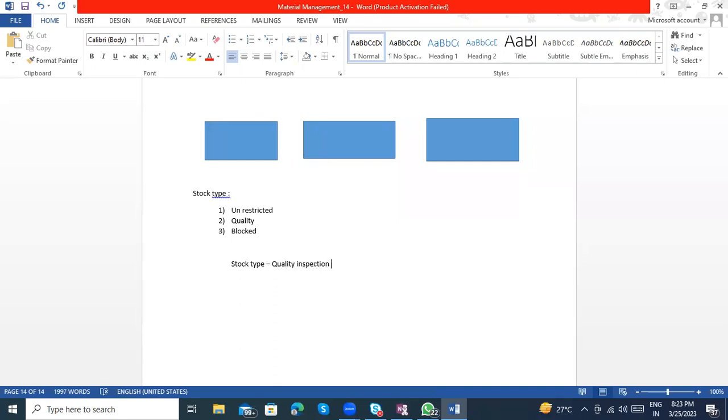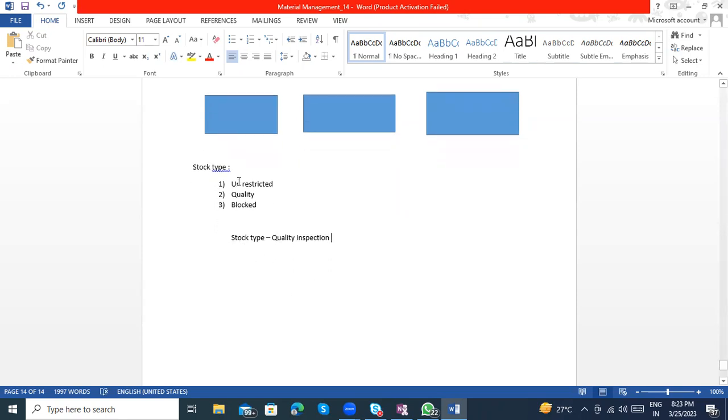So what is this concept? When we select the stock type in the purchase order and then receive the goods, the system will check whether the purchase order has any specific stock type mentioned. If a specific stock type is mentioned, either blocked or quality, then it will go to that stock type. Or else, by default it will go to unrestricted, when we are receiving the goods from the vendor, like 101 with reference to the purchase order.